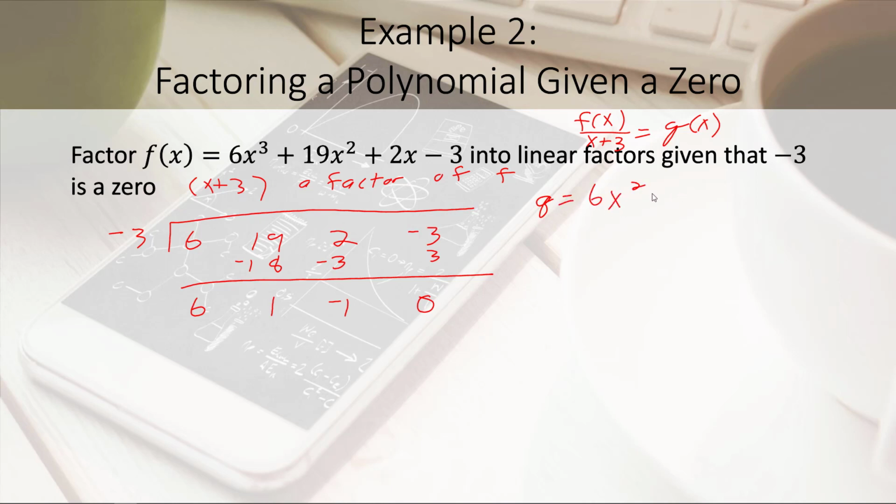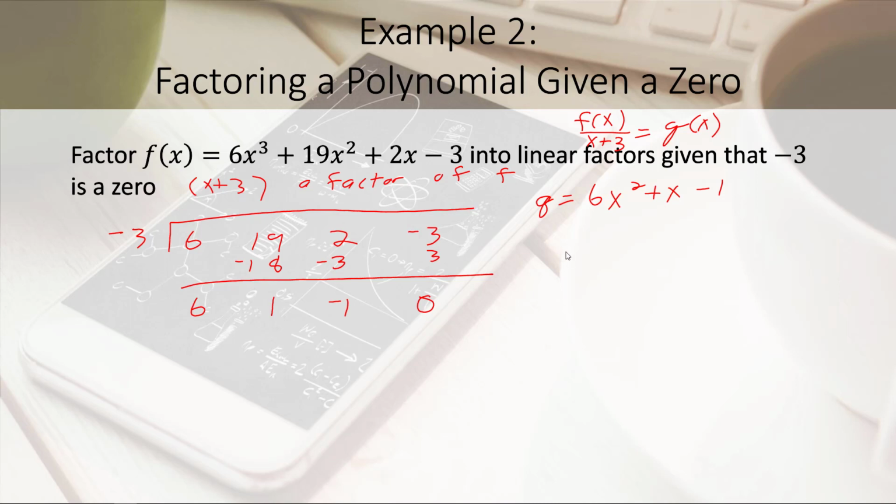6x squared plus x minus 1. Now, this we can actually factor, or if we couldn't factor, maybe we could find the zeros, or we could use the quadratic formula as a tool to factor this. But this we can actually factor. We need to find factors of 6 that will sum to 1.